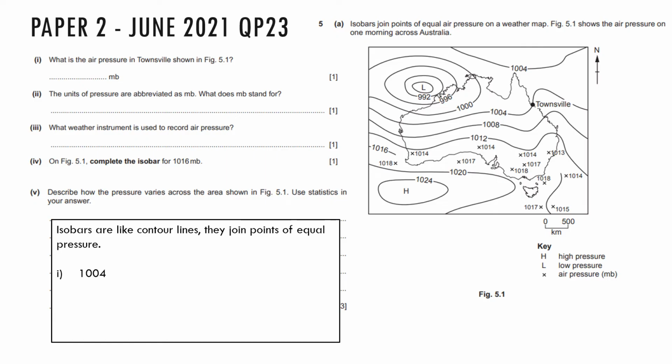The units of pressure are abbreviated as MB. What does MB stand for? Millibars. What instrument is used to record air pressure? Barometer. So again, what I wanted to show you is that it's very important you know the units, if they've been abbreviated, what they stand for, and the instruments. If you had this paper, it's a very straightforward 3 marks.